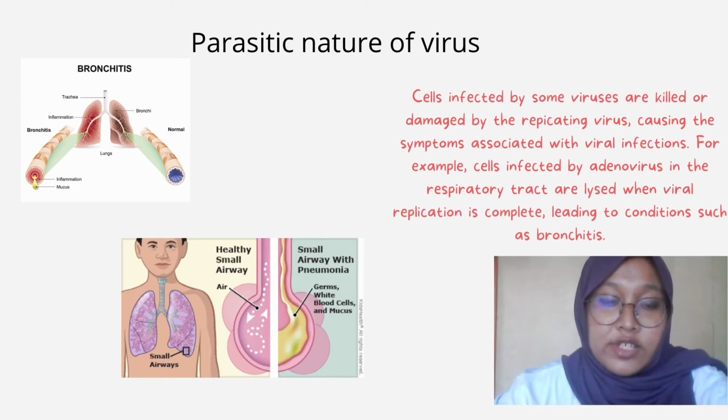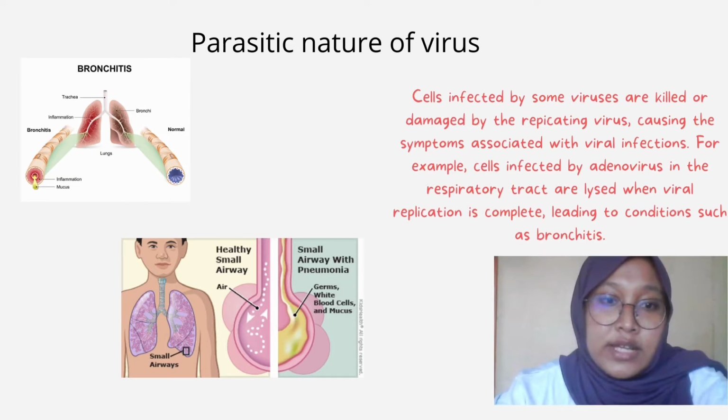The next one is the parasitic nature of viruses. As obligate intracellular parasites, viruses cannot replicate outside a living cell, like a prokaryotic or eukaryotic cell. Viruses have genetic material. Whereas a cell is capable of copying its own genetic material in order to reproduce, a virus cannot duplicate its genetic material or any of its other components on its own. For a virus to reproduce, it must infect a living cell.